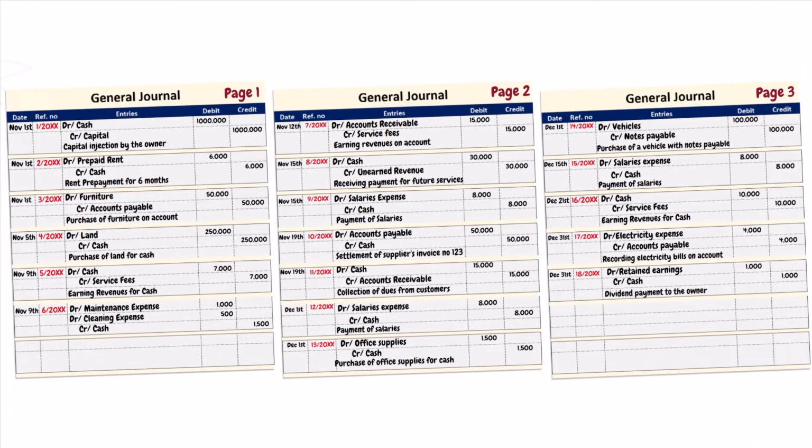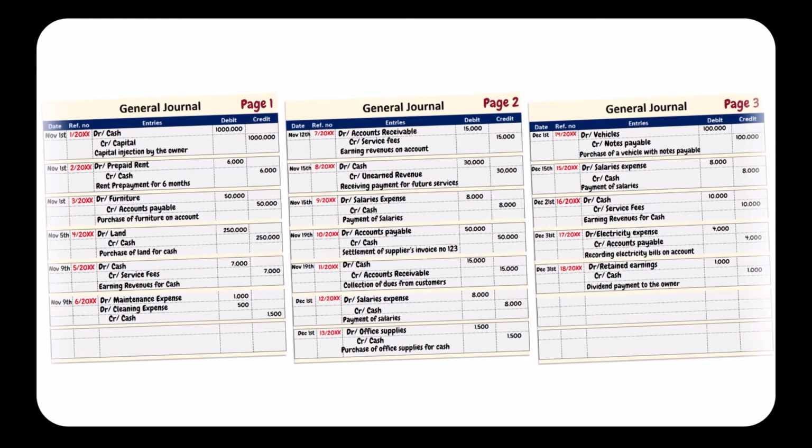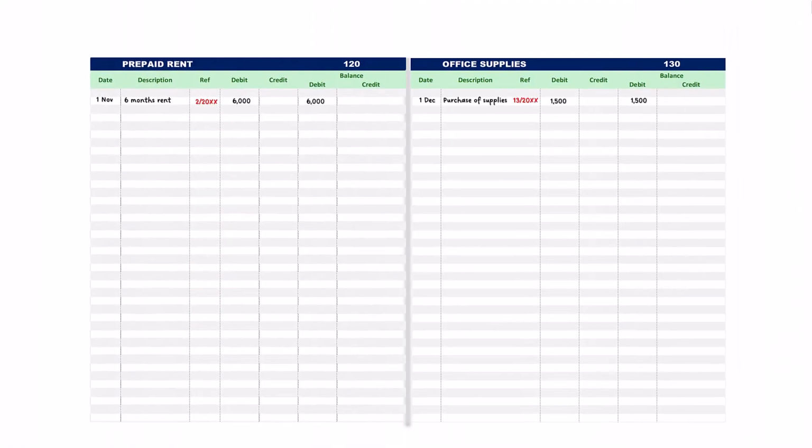These are all the remaining journal entries so that you can post them yourself to the General Ledger, and this is how the General Ledger looks like after posting all the entries.